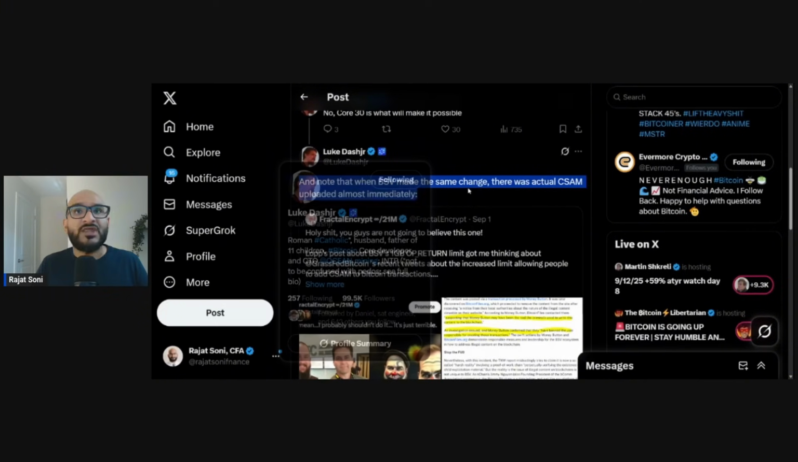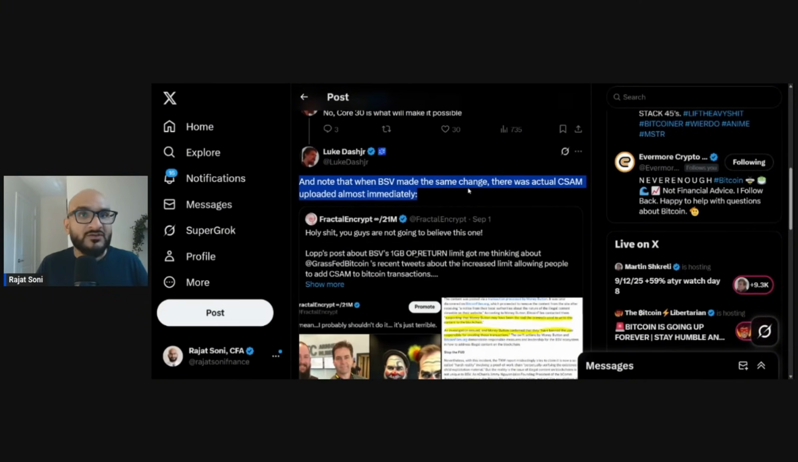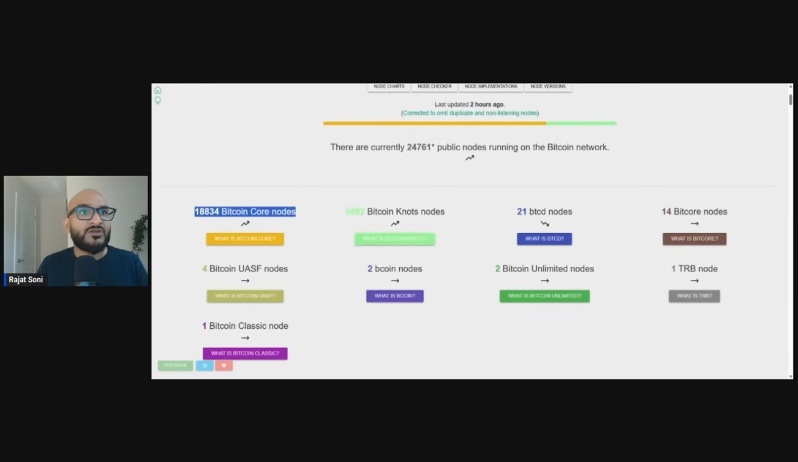And this is why Luke Dash wanted to create Bitcoin Knots. Bitcoin Knots is a way to make sure that this never happens on a Bitcoin node. And this is what Matt is referring to here. The number of Bitcoin Core nodes is at 18,834. The number of Bitcoin Knots nodes is at 5,882.